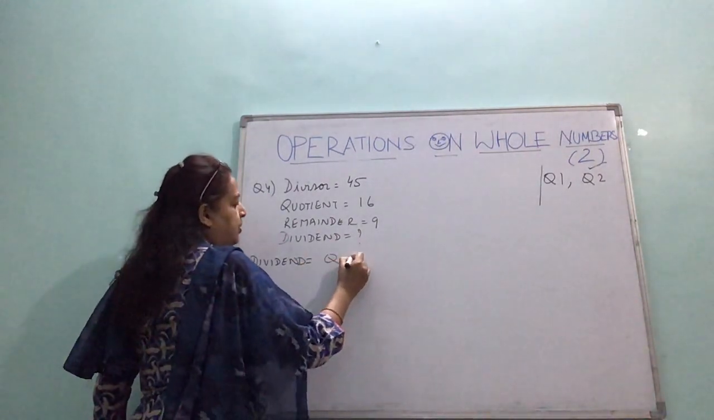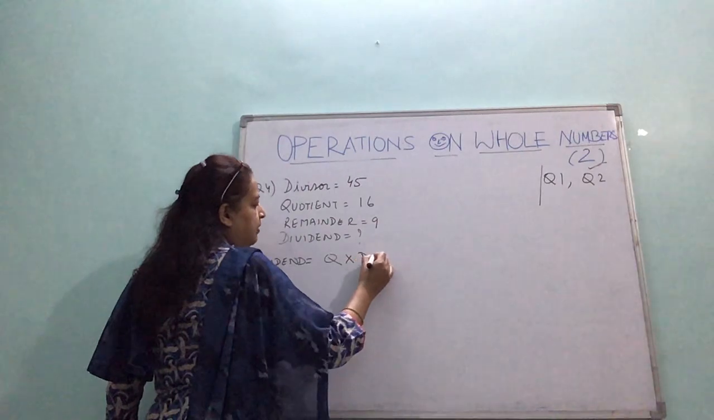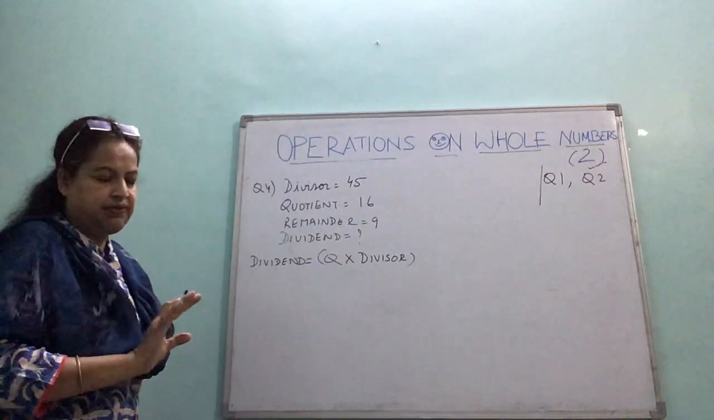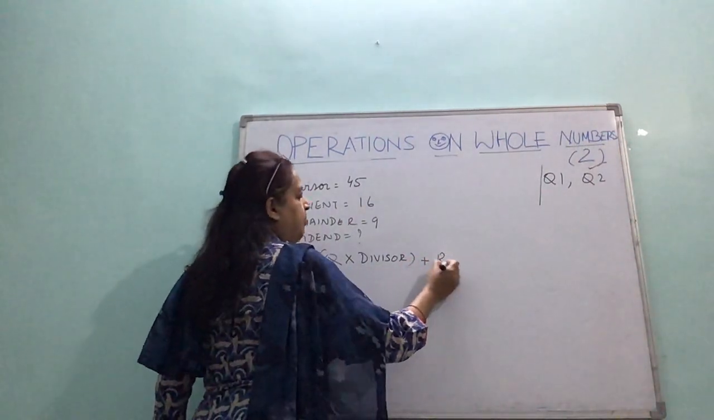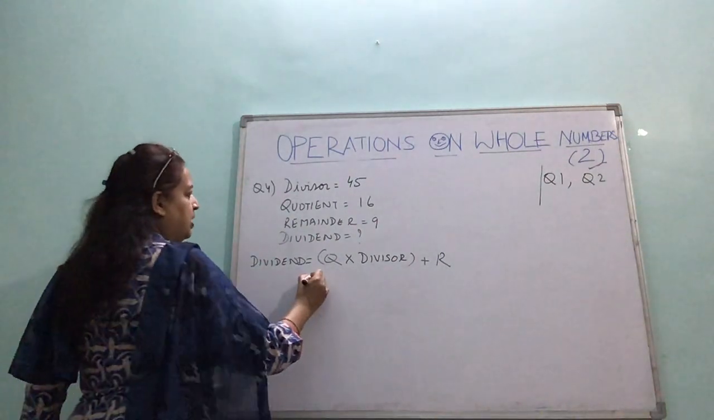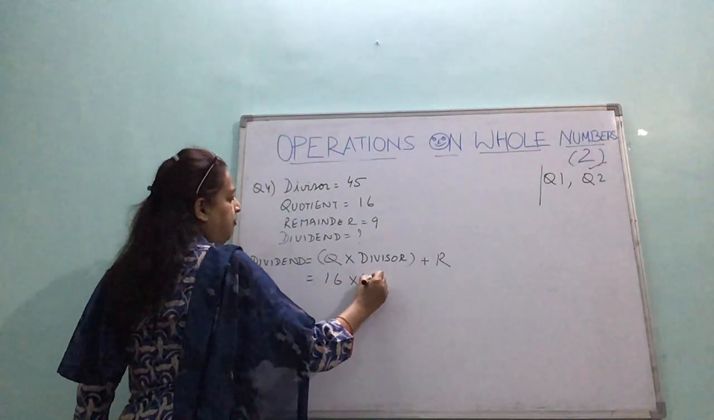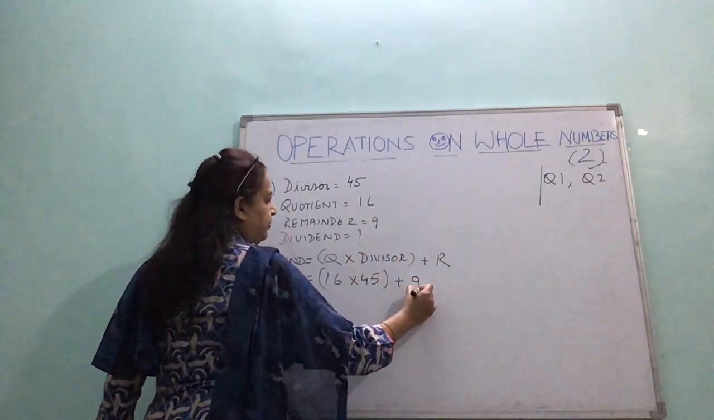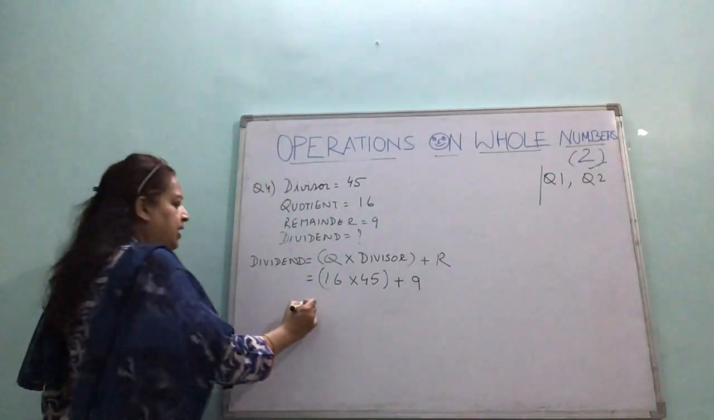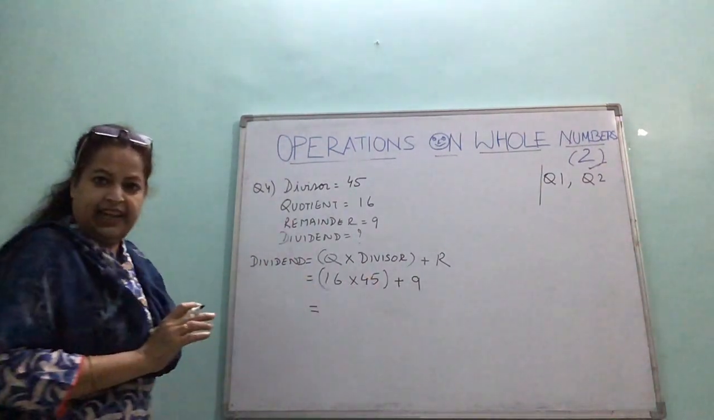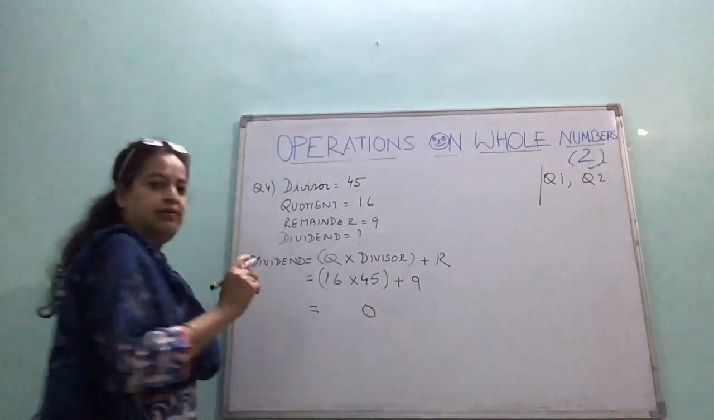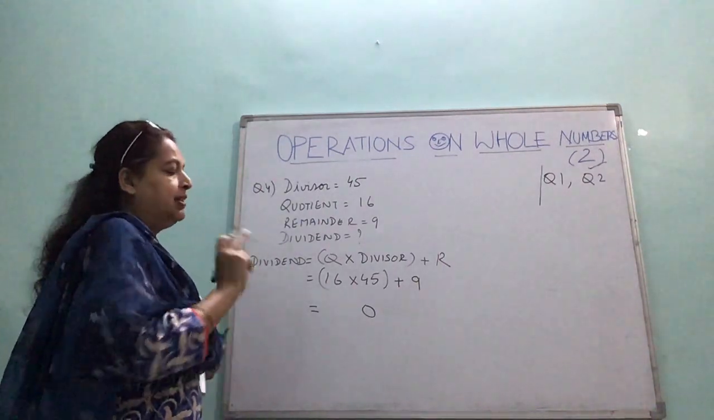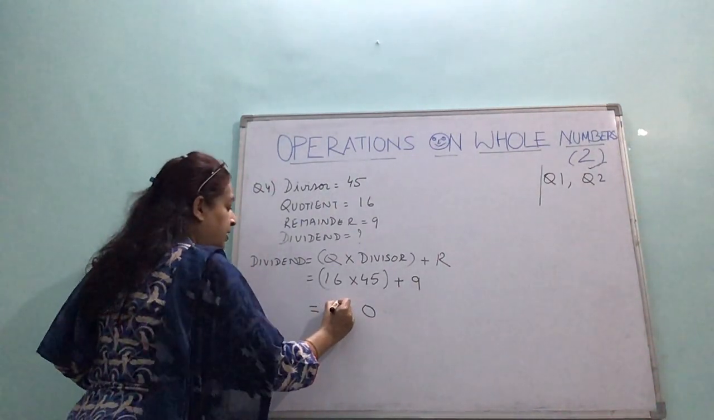So I am writing quotient into divisor. For divisor and dividend, don't use any short form because both start with D, so don't start with that. Plus, I can maximum take remainder as R. So quotient is 16 into 45 plus 9. Alright, let's do 16, 5 times is 80, 8 in hand, 0. 16 4 times is 64, 64 plus 8 would be 72.